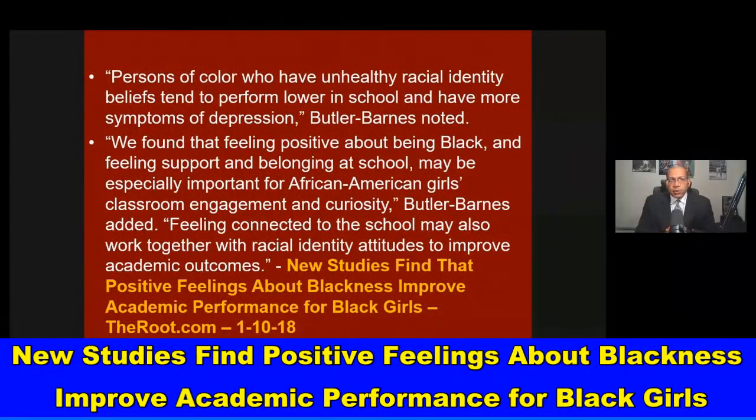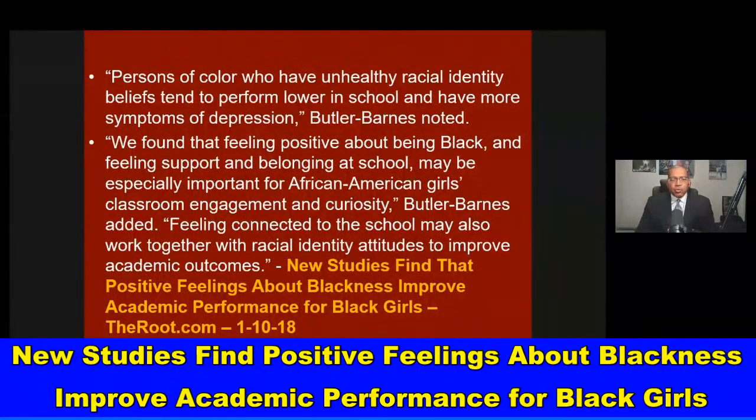Persons of color who have unhealthy racial identity beliefs tend to perform lower in school and have more symptoms of depression, end quote, Professor Sharita Butler Barnes noted. She went on to say, we found that feeling positive about being Black and feeling support and belonging at school may be especially important for African American girls, classroom engagement, and curiosity.